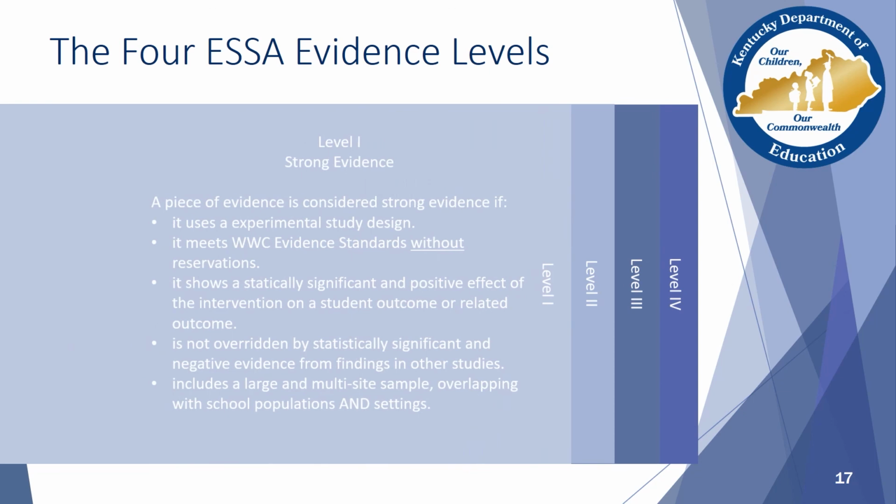Level 1, strong evidence. A piece of evidence is considered strong evidence if it uses an experimental study design. It meets What Works Clearinghouse evidence standards without reservations. It shows a statistically significant and positive effect of the intervention on a student outcome or related outcome. It is not overridden by statistically significant and negative evidence from other findings in other studies. It includes a large and multi-site sample overlapping with school population and settings.